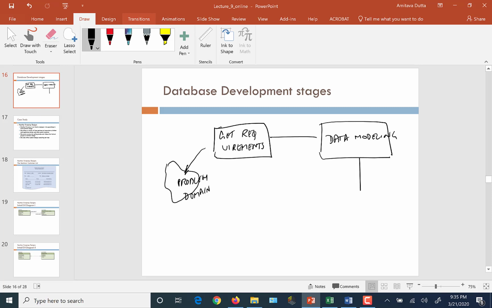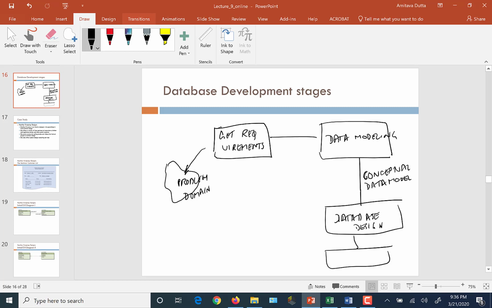The output of which was the conceptual data model. This then feeds into the next step, which is database design. And then you go on to database implementation and operation.